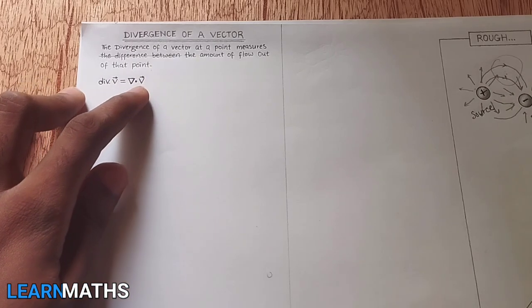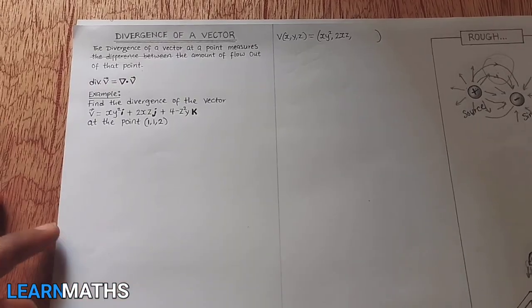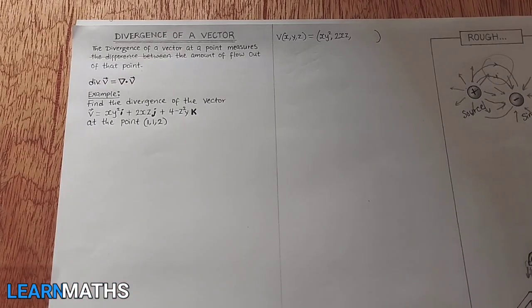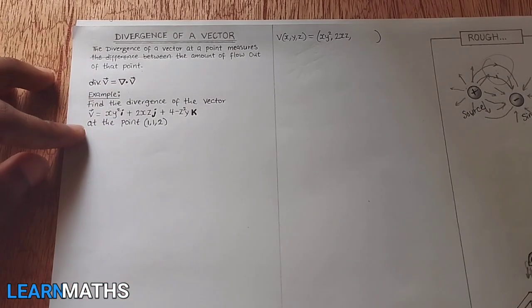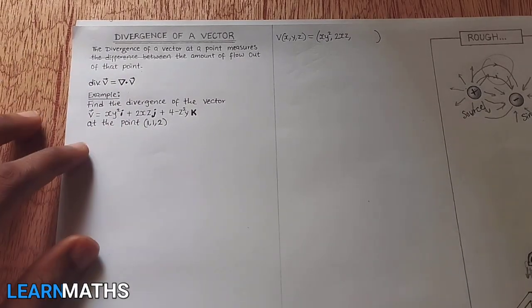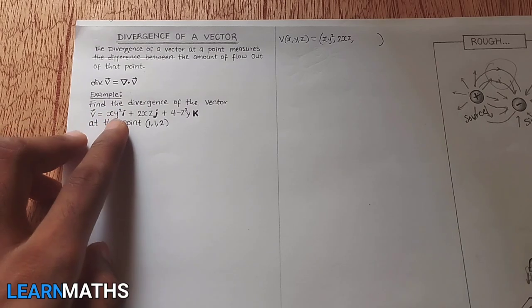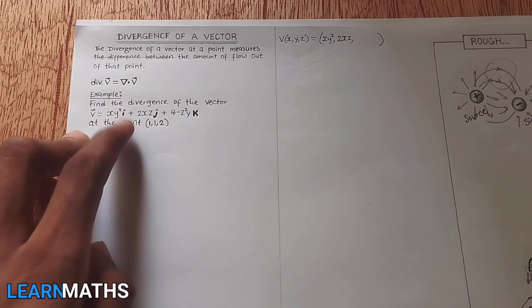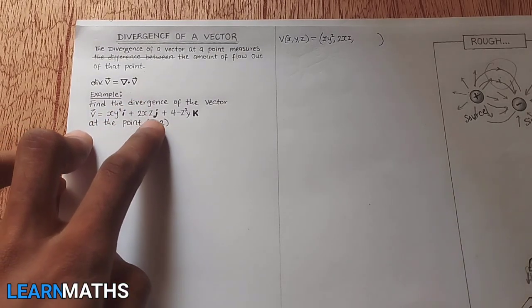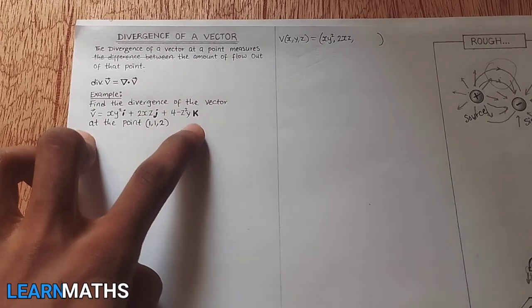Now we're going to take an example to explain or understand this formula. Let's see how we're going to apply this formula to solve this question. Find the divergence of the vector v. This is what the vector is giving us: xy squared i, that's for the i component, 2xz, that's for the j component, then 4 minus z squared y, that's for the k component.